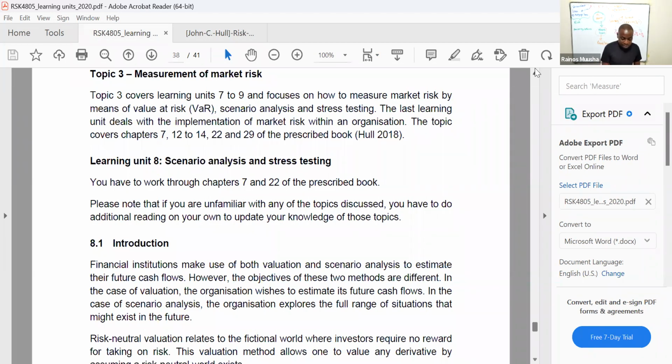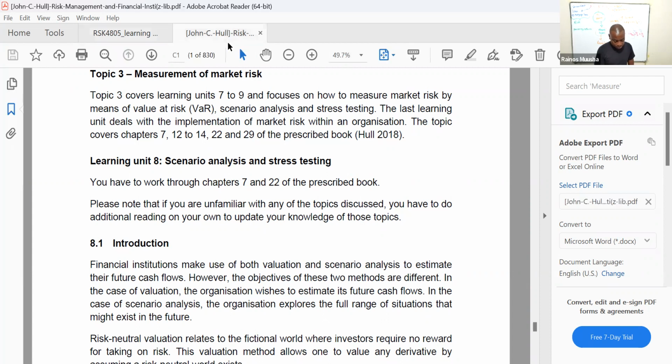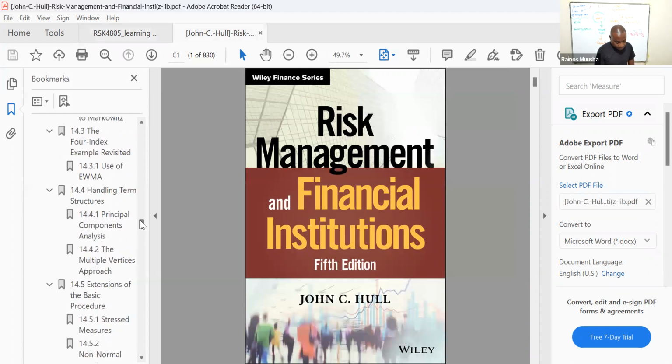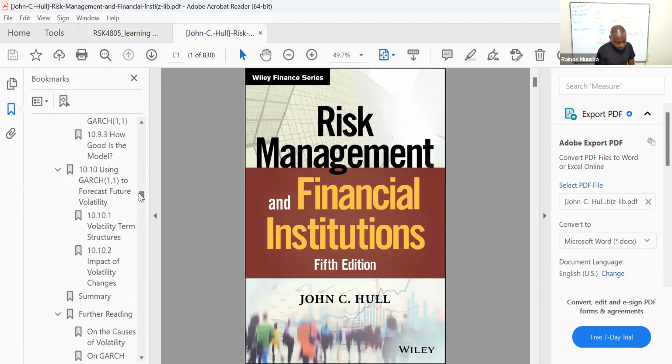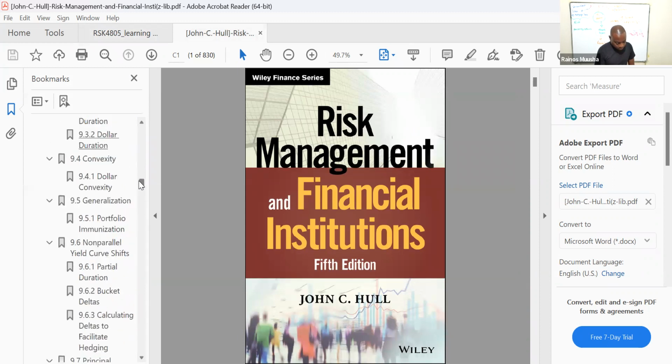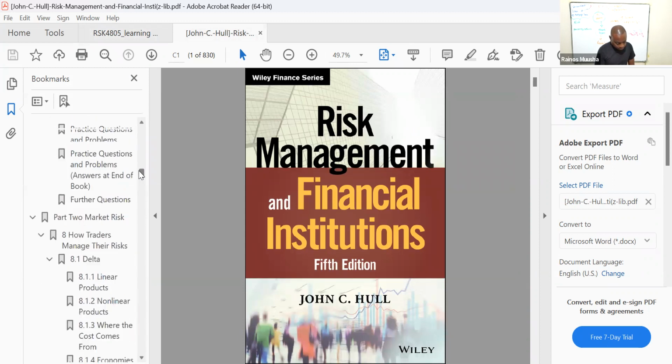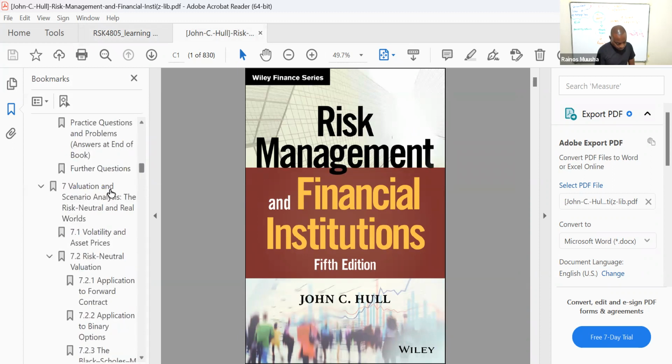Then from topic 3 as well, we need to look at learning unit 8 of the textbook. And for learning unit 8, they ask us to go through chapters 7 and 22 of the prescribed textbook. When you look at chapter 7, you will see that it looks at valuation and scenario analysis, the risk neutral and real world as well.